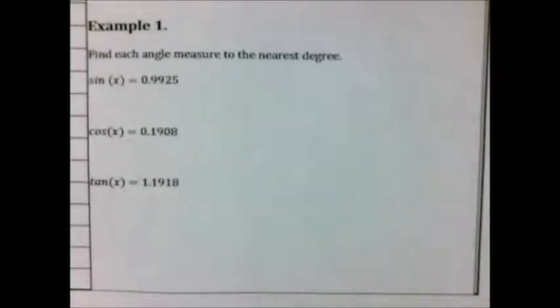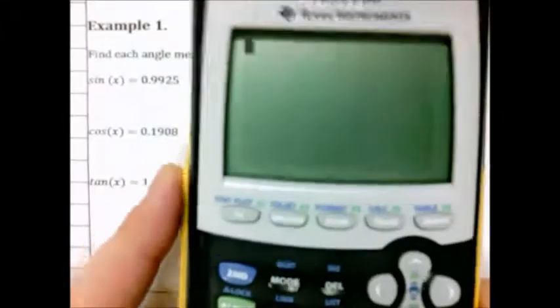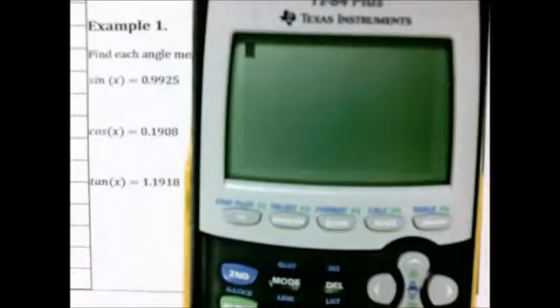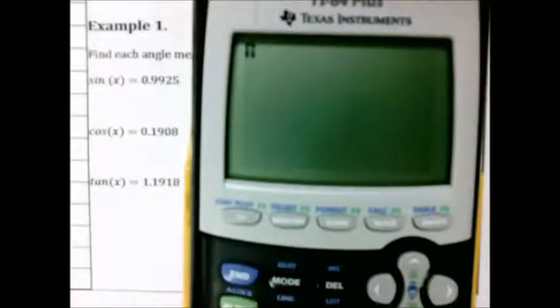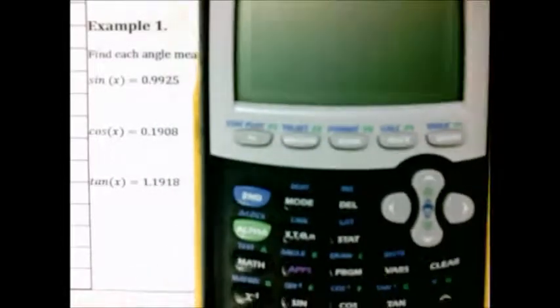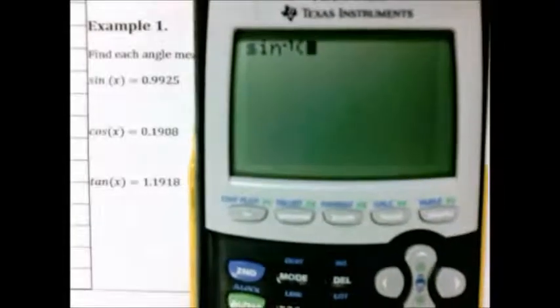Example 1 gives us the opportunity to use the inverse trig functions. It says to find each angle measure to the nearest degree. Remember, I said that if you had the sine of some angle and it was equal to something, then the inverse sine of that number would be your angle measure. So if you have the sine of x equal to 0.9925, you take your calculator and use the inverse sine function, which means you press second and then sine. Sine is this button right down here. That is your inverse sine function.